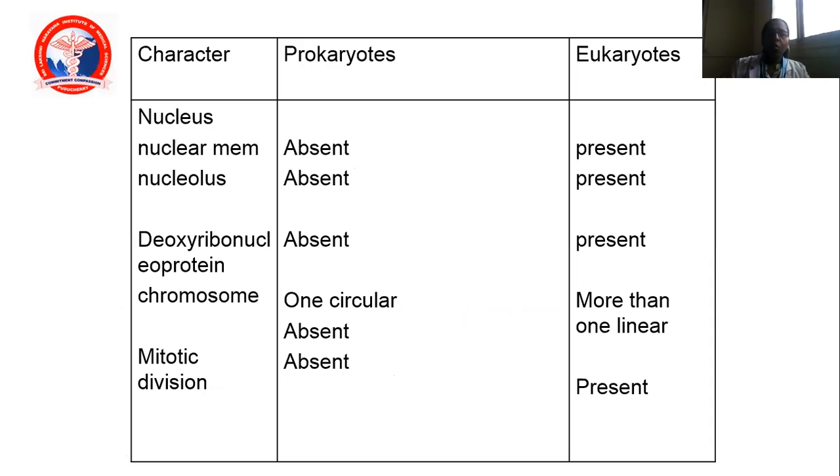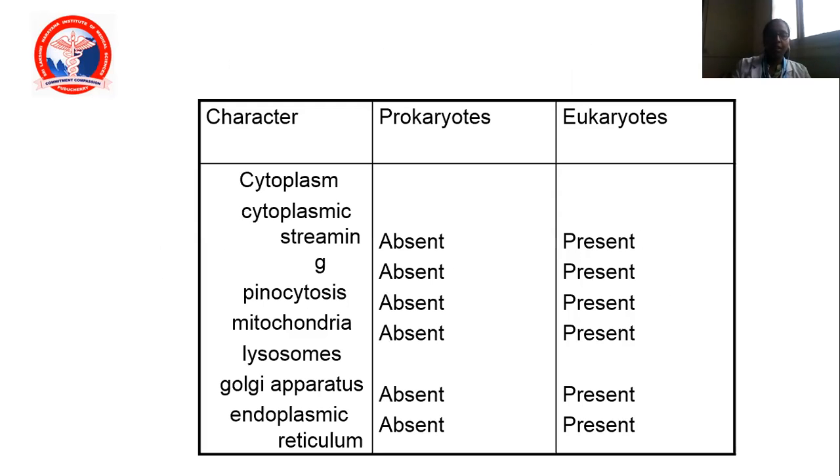What is the major difference between the prokaryotes and eukaryotes? If you see the major difference, the nucleus is absent in prokaryotes, whereas eukaryotes have a well-defined nucleus. Deoxyribonucleic acid is absent in prokaryotes and present in eukaryotes. It divides by mitotic division in prokaryotes, whereas in eukaryotes they do not divide by mitotic division.